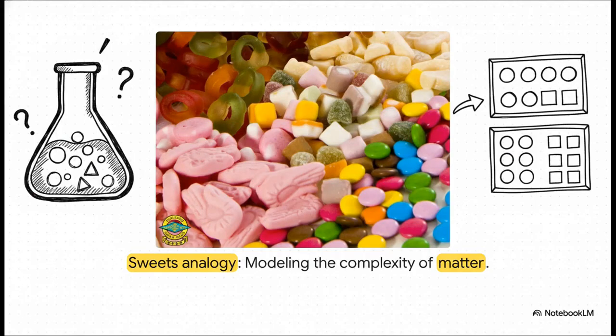To kick things off, let's use a friendly, completely jargon-free analogy. Imagine a massive pile of mixed sweets. When you look around the real world, practically everything you see, drink, and eat is some kind of complex mixture. Honestly, a lot like a giant pile of candy. Now, in chemistry, before we can even begin to understand how different materials interact with each other, we first have to figure out how to classify them into distinct, organized categories.